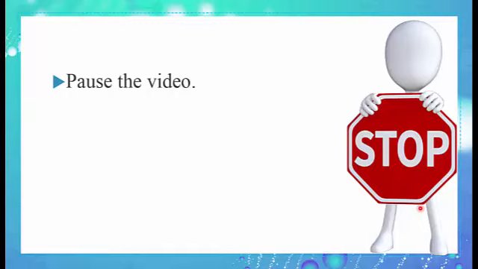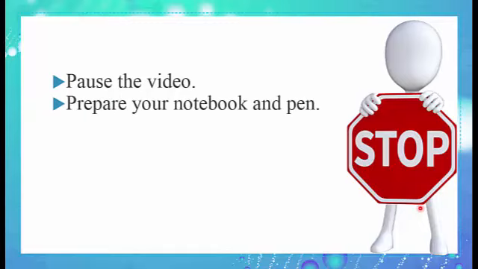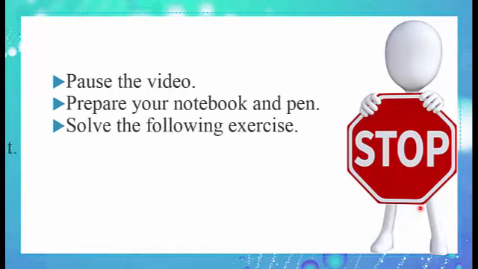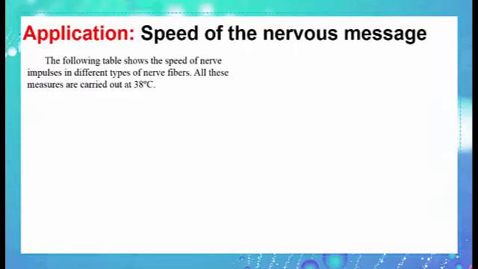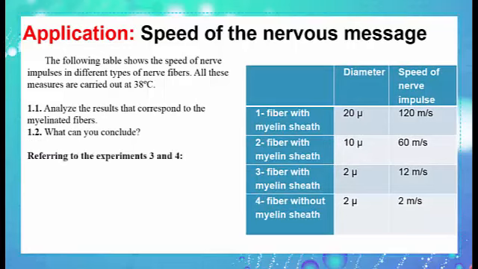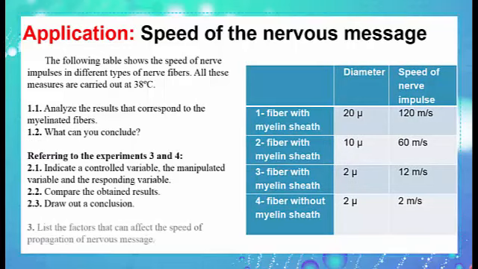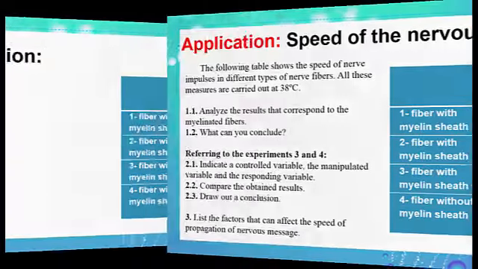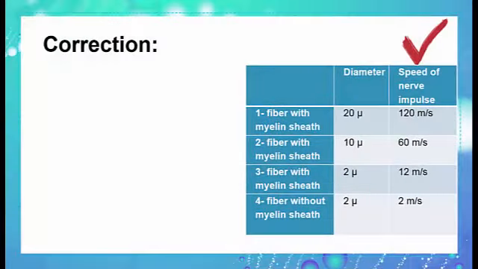Now you have to pause the video, prepare your notebook and a pen, and solve the following exercise, then correct it. The following table shows the speed of nerve impulses in different types of nerve fibers. All these measures are carried out at 38 degrees Celsius. You have many questions to answer. Now we have to correct the answers.